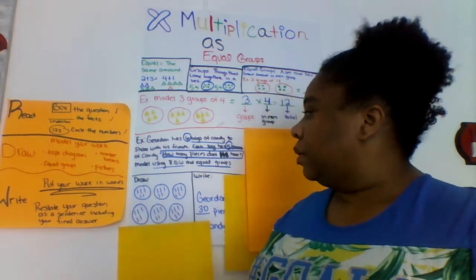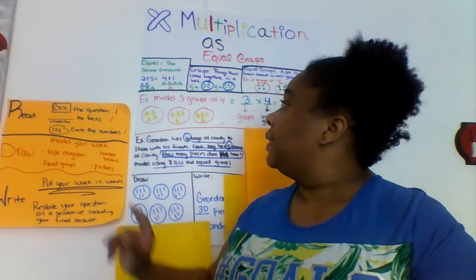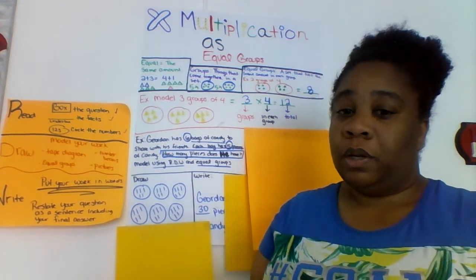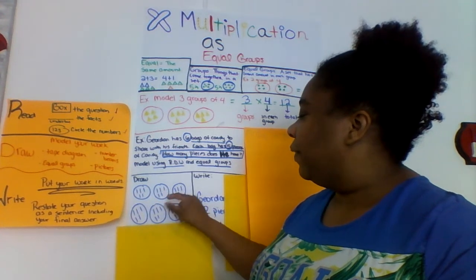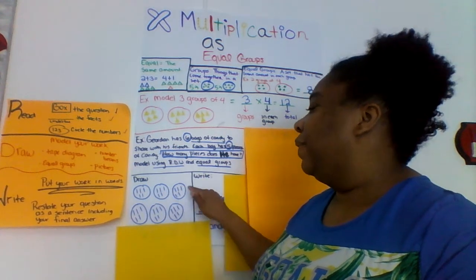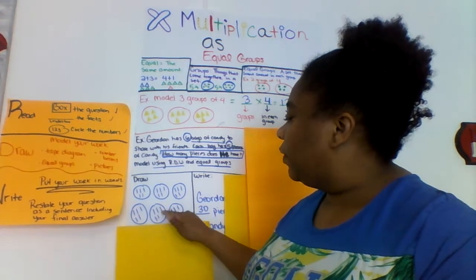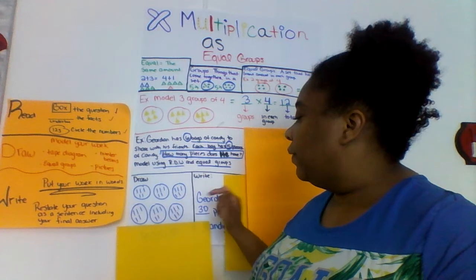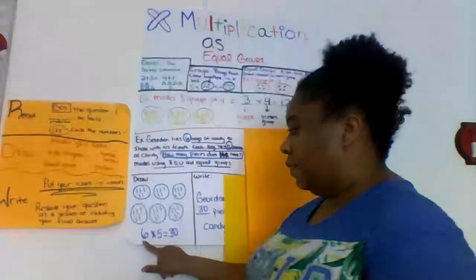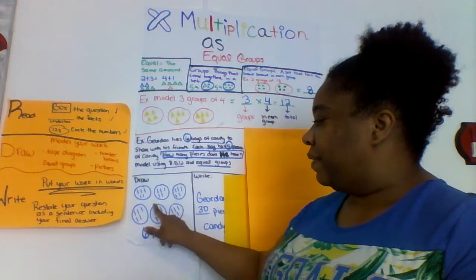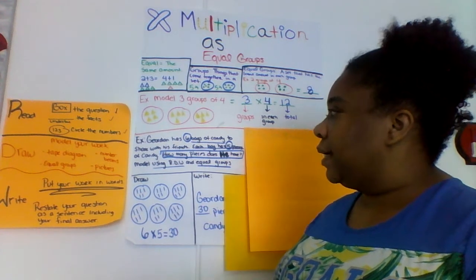So I have my 6 groups, 1, 2, 3, 4, 5, 6. And I have to make sure that they are equal, which means they're the same. So I have 1, 2, 3, 4, 5 in each group. So I have 6 groups. First number, 5 in each group. Second number, just like right here, and my total was 30.